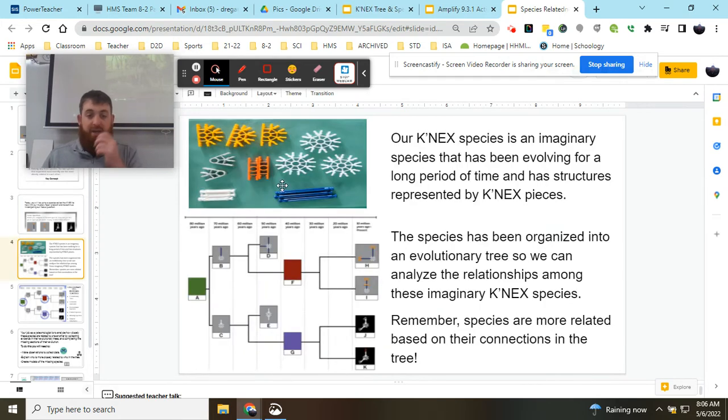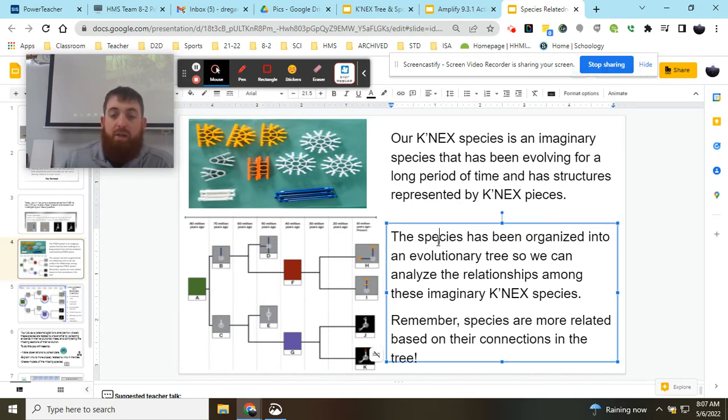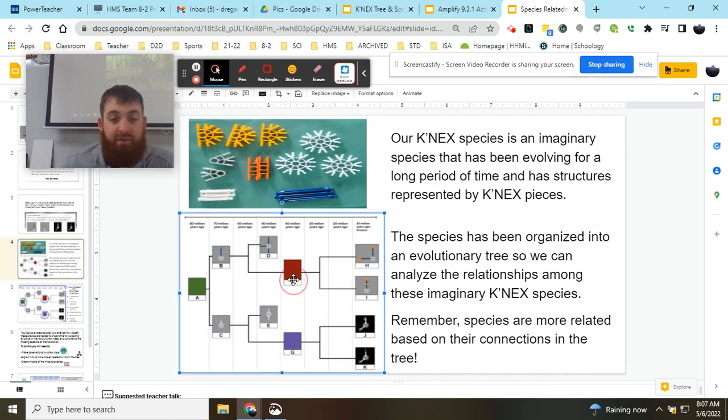So our K'Nex species are obviously imaginary species that have been evolving for a long period of time and have structures that are represented by K'Nex. Each of these are individual structures that when put together create the different species. Now, the species have been organized into this evolutionary tree that we see here. And we're going to be analyzing the relationships among these imaginary K'Nex species. Remember, how related they are is based on their connections in the tree. So let's take a deeper look at this tree.